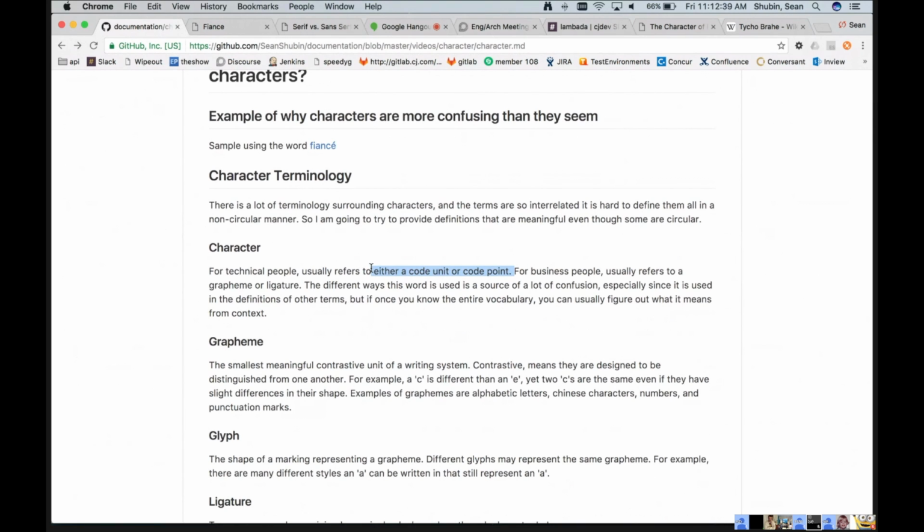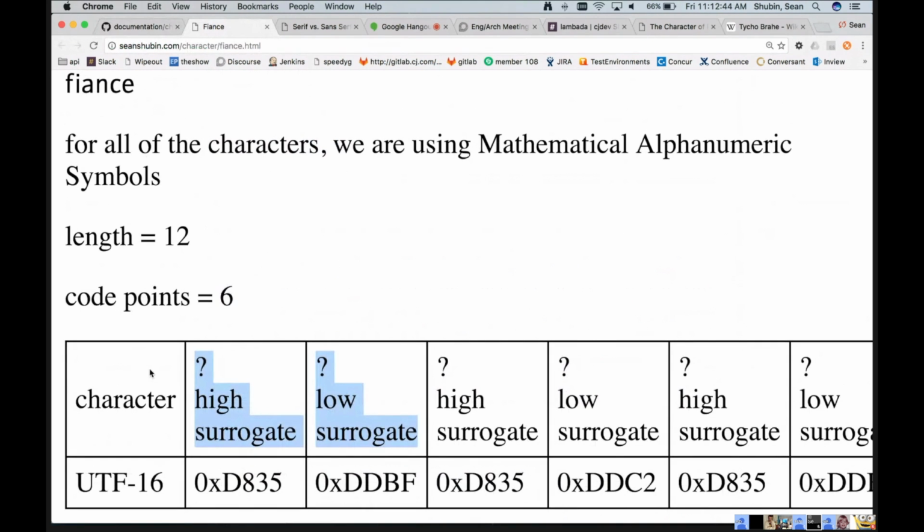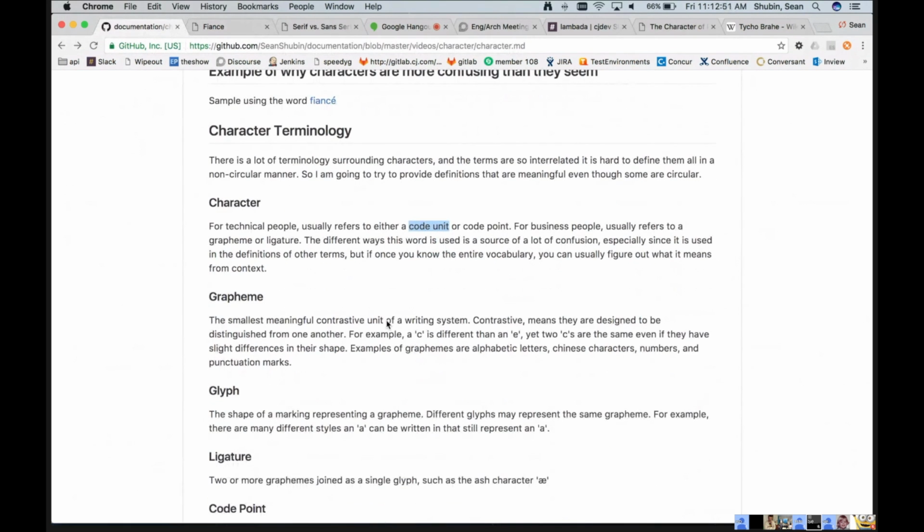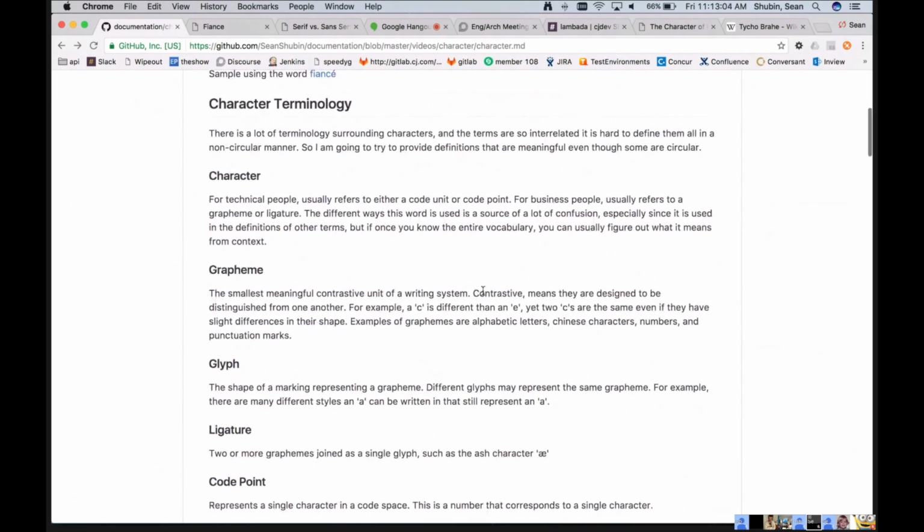Either what a string.length gives you, which is the number of code units, or the number of characters that those code units represent, which is going to be the number of code points. Now, more common language or business people are usually referring to a grapheme or a ligature, and that just means one distinct thing, essentially. I got some fancy terminology here. It's a contrastive unit of a writing system. So a C is the same as any other C, no matter how it's written.